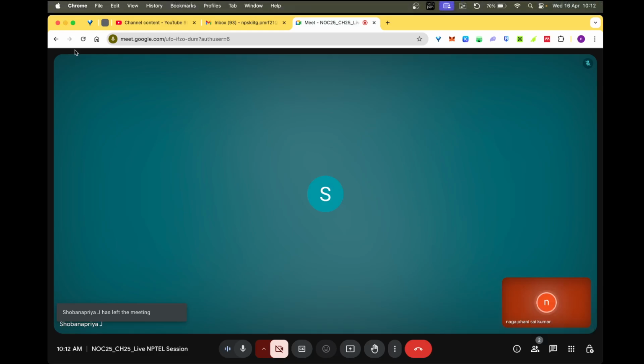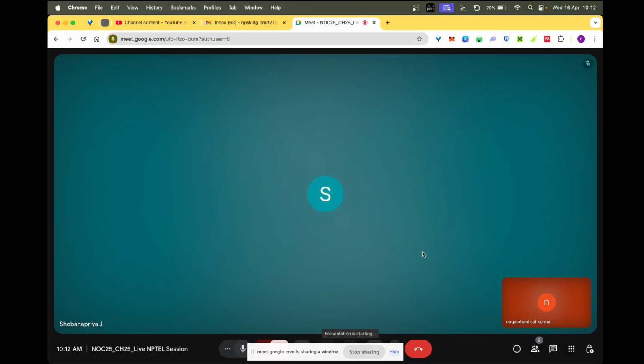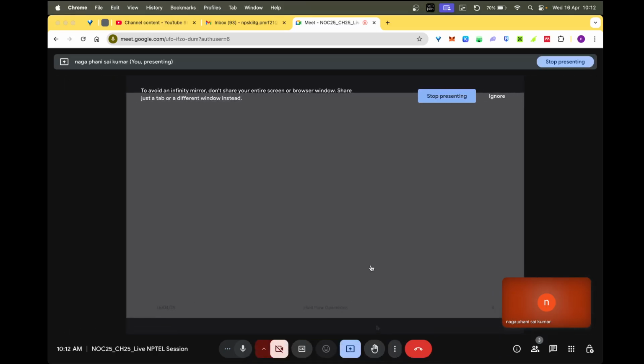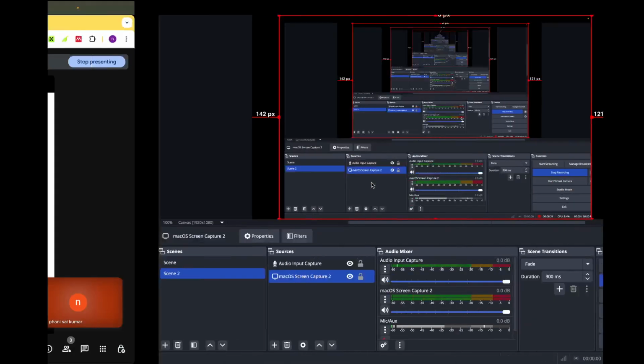Just a second. I think there's some issue with the screen sharing.